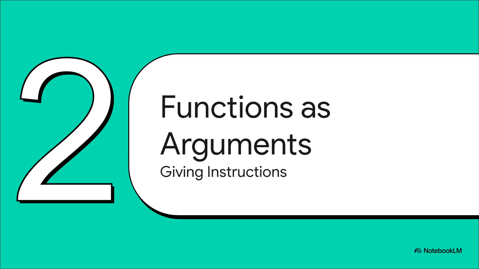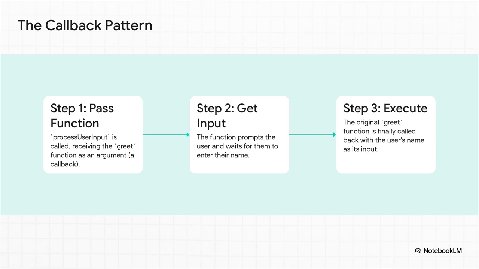All right, let's break that down. First up, taking other functions as arguments. This is like handing your function a set of instructions, another function, and telling it, hey, run this, but only when you're ready. You'll hear this called a callback all the time. Okay, check this out. We've got this function, process user input. Instead of hard-coding what to do with the user's name, we just pass in the greet function as an instruction. Our main function holds on to that instruction, waits for the input, and then calls back to our greet function with the name it got.